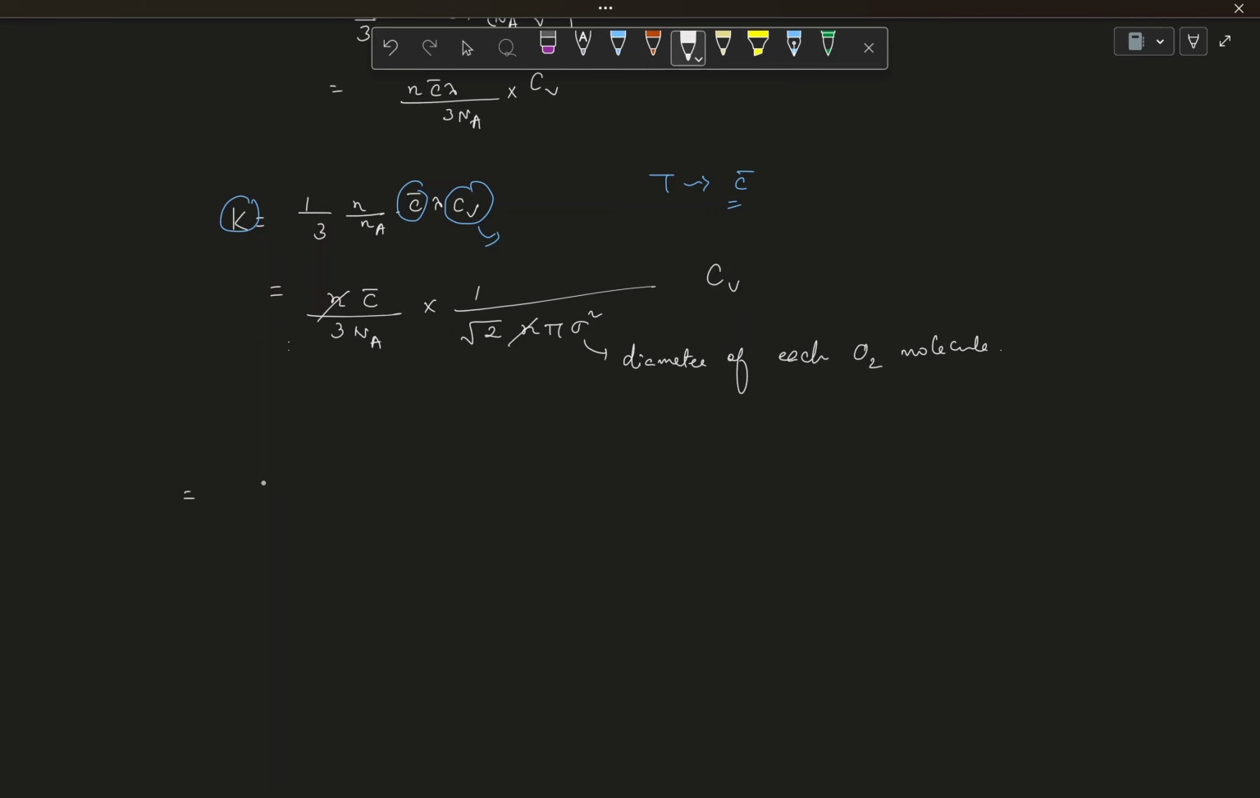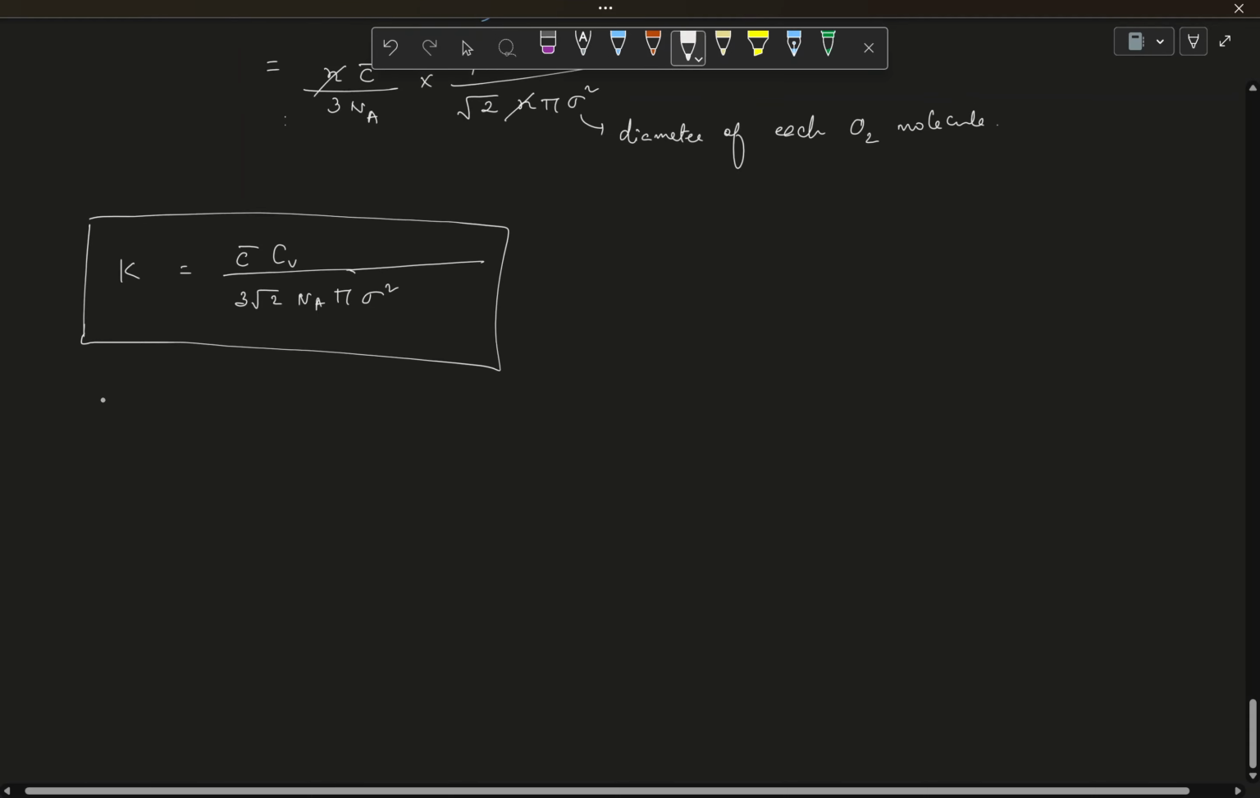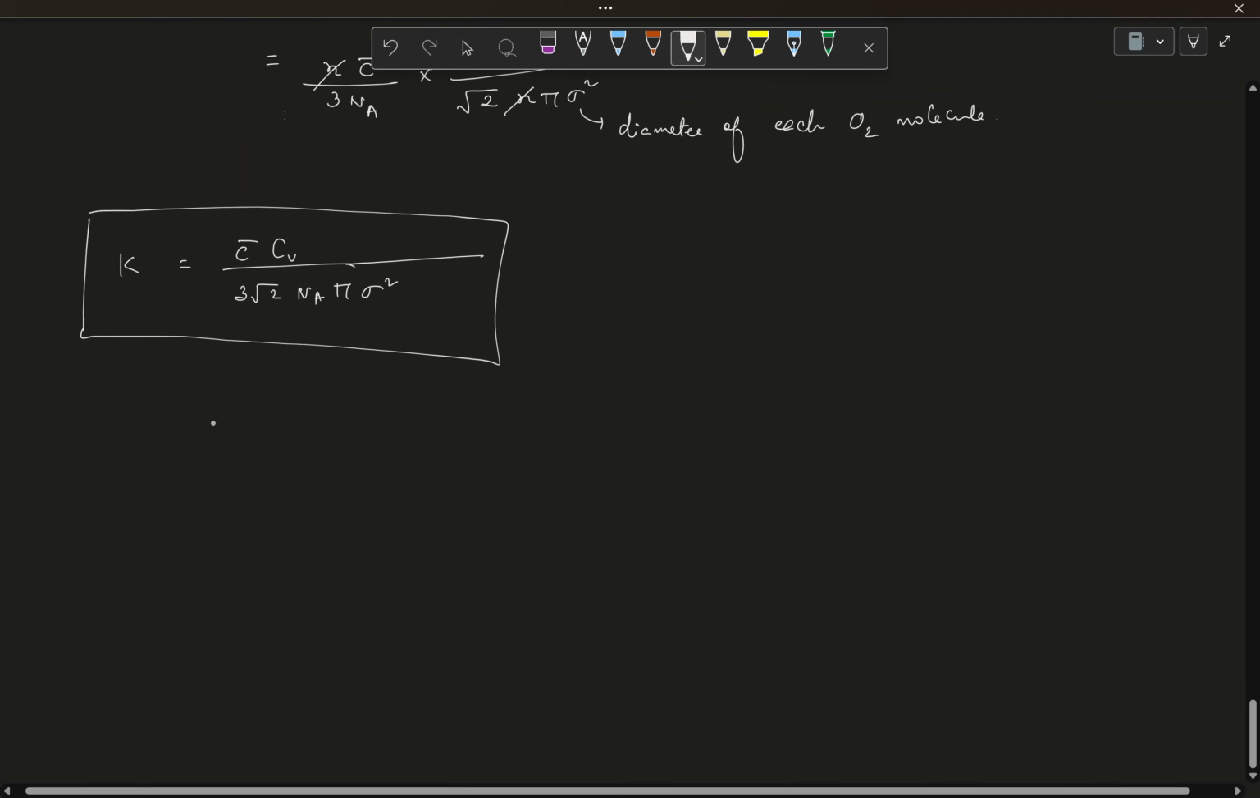Okay, so this is just K equals C bar Cv by 3 root over 2 Na pi sigma squared. So basically you have this formula, and then you have to get this value, right? Because I think they ask for the radius of oxygen molecule.